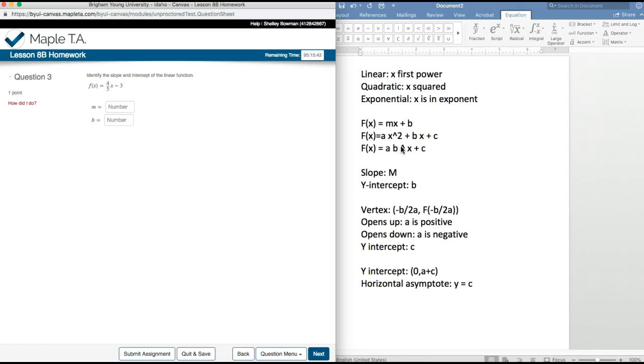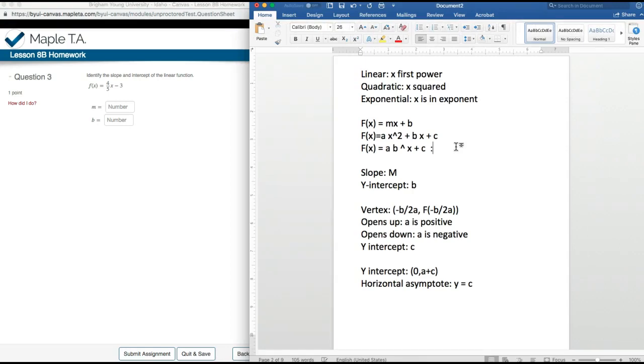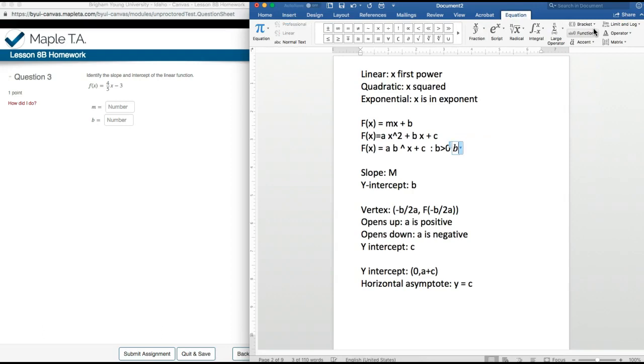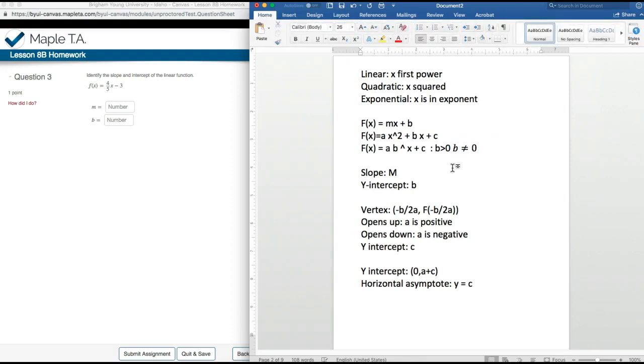Then the third one, this is the standard form for an exponential: a times b being raised to the x plus c, and there's a few stipulations on this one, that b has to be greater than 0 and it cannot equal 1. So we'll just put that as a stipulation. B cannot equal 1 and must be greater than 0. Let's insert an equation because I don't have equals there. Okay, so those are a couple of stipulations.